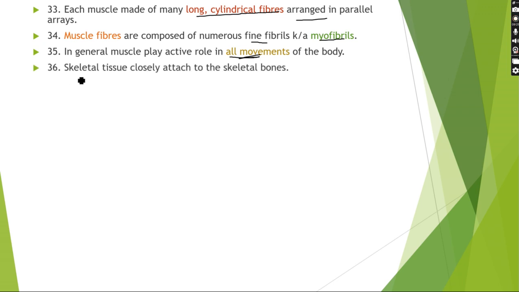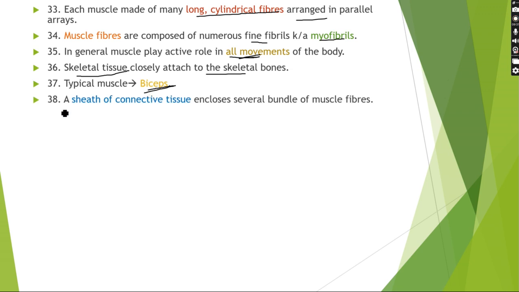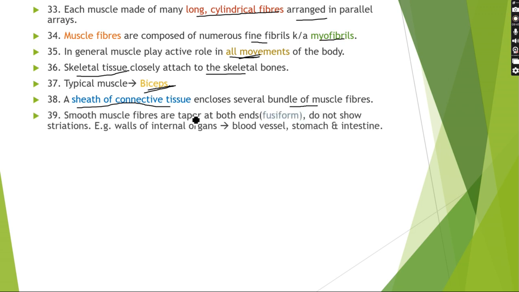Okay. Next, skeletal tissue closely attached to the skeletal bones, just to bring about the movement. Okay. And then typical muscle का example क्या है? Biceps. Typical muscle का example है biceps. Okay. And then a sheath of the connective tissue encloses several bundle of the muscle fibers. Okay.